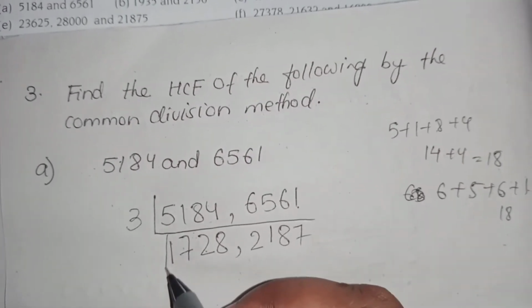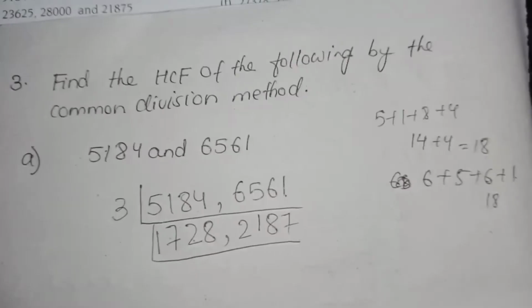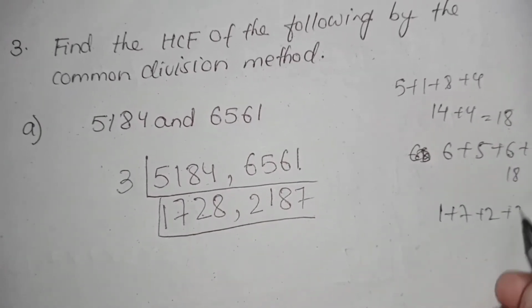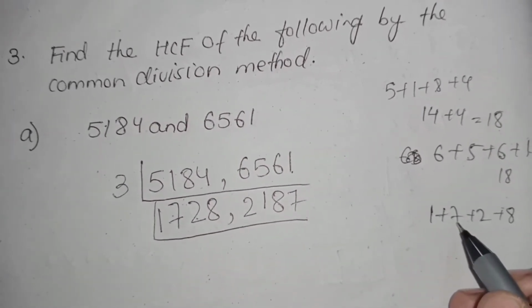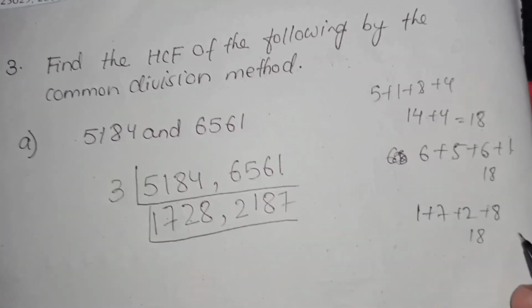Okay. Now it will again not go with the table of 2. So let us check for 3 again. Okay. So what you have to do is that 1 plus 7 plus 2 plus 8. So 1 plus 7 is how much? Is 8. 8 plus 2 is how much? 10. 10 plus 8 is how much? 18. So this number is divisible by 3.